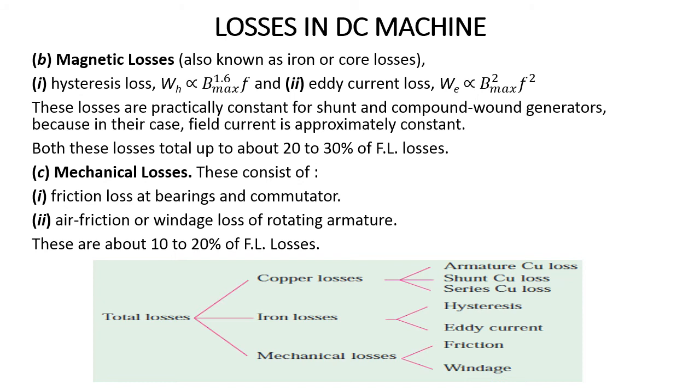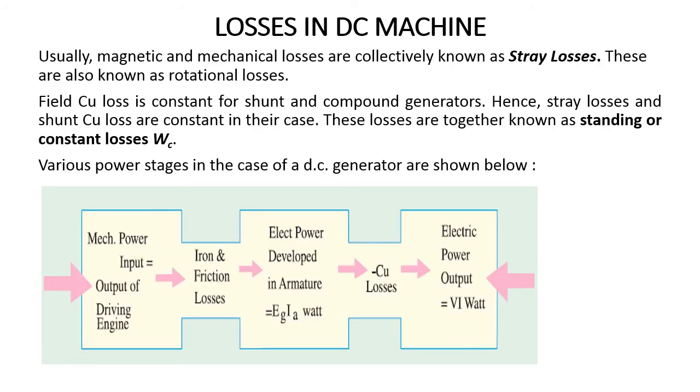In the diagram you can see all the losses in a DC machine, the total losses. Losses are broadly categorized into copper losses, iron losses, and mechanical losses. Copper losses are armature copper loss, shunt copper loss, and series copper loss. Iron losses consist of hysteresis and eddy current losses. Mechanical losses consist of friction and windage losses. Usually mechanical and magnetic losses are collectively known as stray losses, also known as rotational losses.